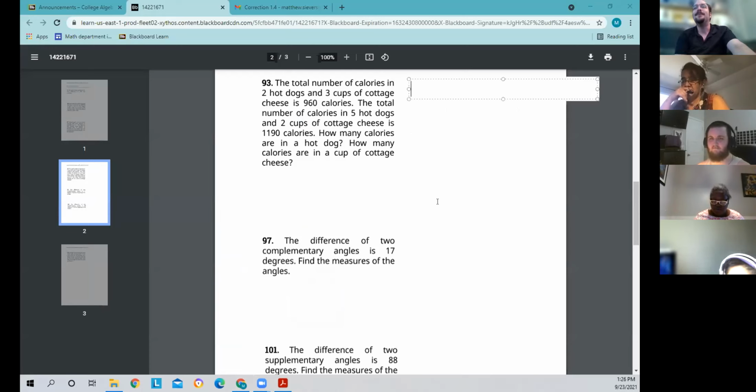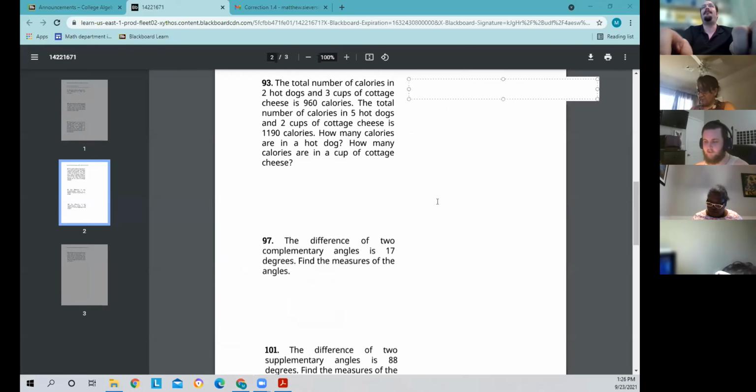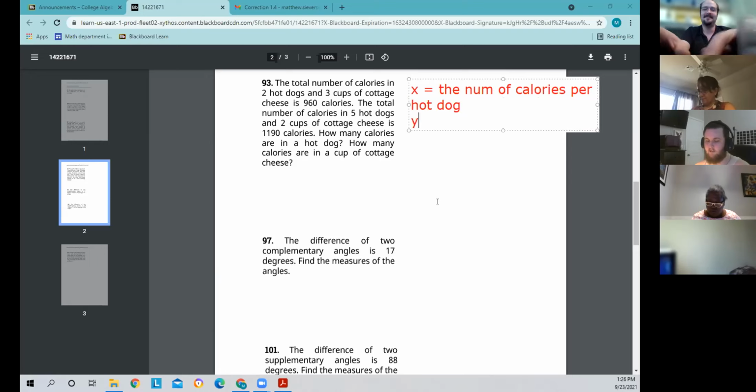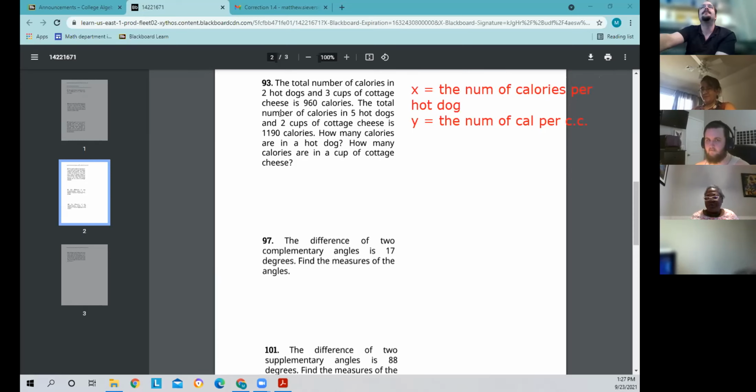Okay. So what did you let your variables be? I did X and Y just because that's what my brain works on, apparently. I did X for hot dogs, the number of calories per hot dog, and Y would be the number of calories per cup of cottage cheese. And then I split the question into two or three.